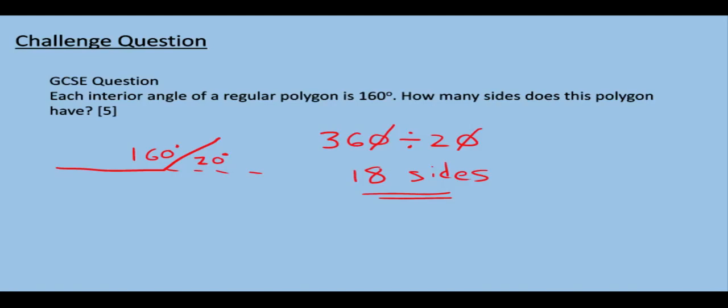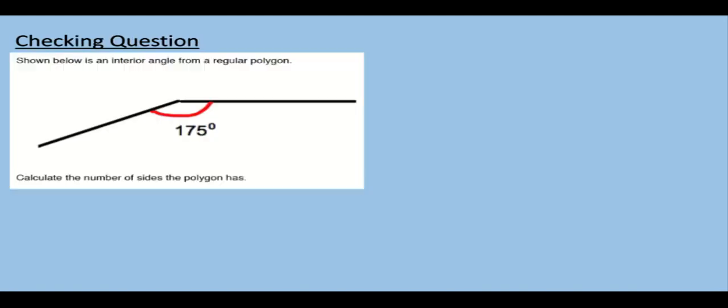Let's just look at our checking question now. Okay, this is very similar to the challenge question actually. So the number of sides of the polygon. So we're going to do it in the same way. So if we've got an angle there of 175, this angle here, not very well drawn, must be 5 degrees.